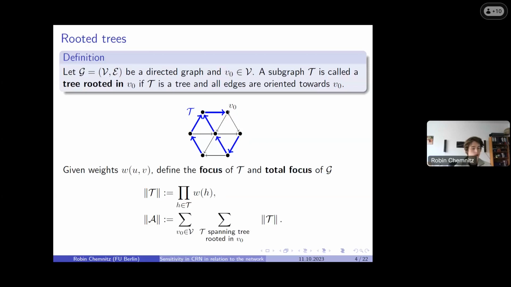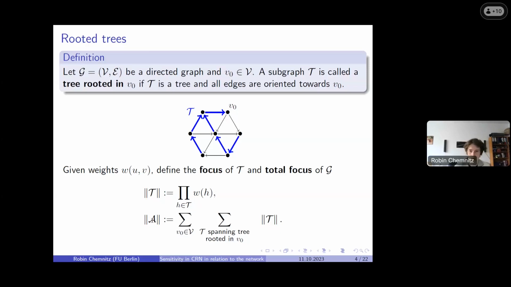Then if we assign weights to this graph, we can define the focus, or the weight, of the tree. That would just be the product over all the edge weights. Notice that it's not the sum, it's the product. This will be very important for determinants later. Then we can also define the total focus of the graph, where we sum over all rooted spanning trees. First we sum over all possible roots, then we sum over all spanning trees rooted in that root, and then sum over the focus. This we call the total focus of G, and denote it with this norm A.